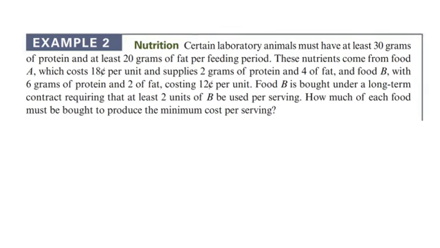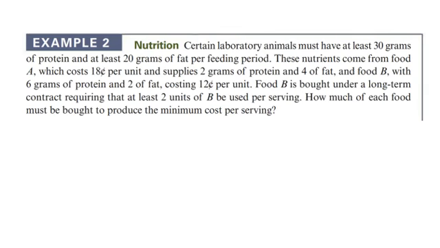fat per feeding period. These nutrients come from food A, which costs 18 cents per unit and supplies 2 grams of protein and 4 grams of fat, and food B, with 6 grams of protein and 2 grams of fat, costing 12 cents per unit. Food B is bought under a long-term contract requiring at least 2 units of B be used for every serving. How much of each food must be bought to produce the minimum cost per serving?